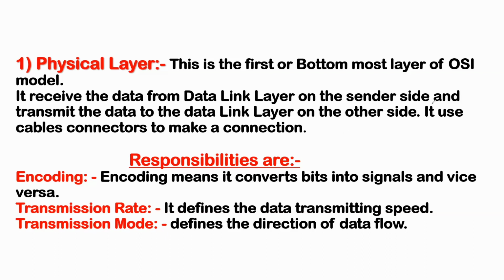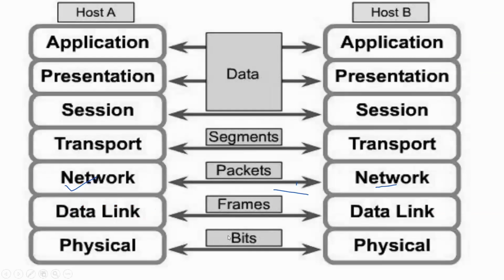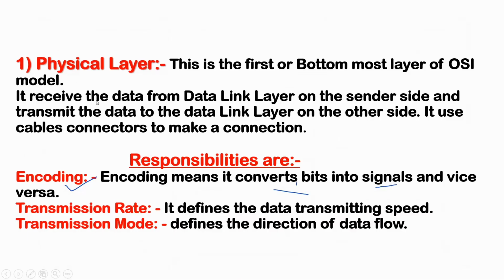And what is the responsibility of this layer? The first responsibility is encoding. Encoding means it converts bits into signals. As we discussed earlier, the data unit in the physical layer is bits. This physical layer converts the bit form into signal form, because analog signals flow in the cable. And on the other side, vice versa, signals are converted into bits.